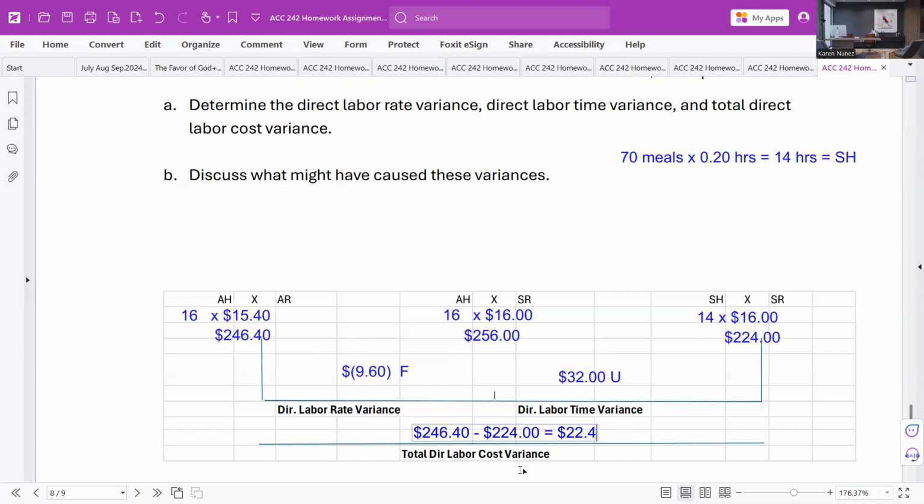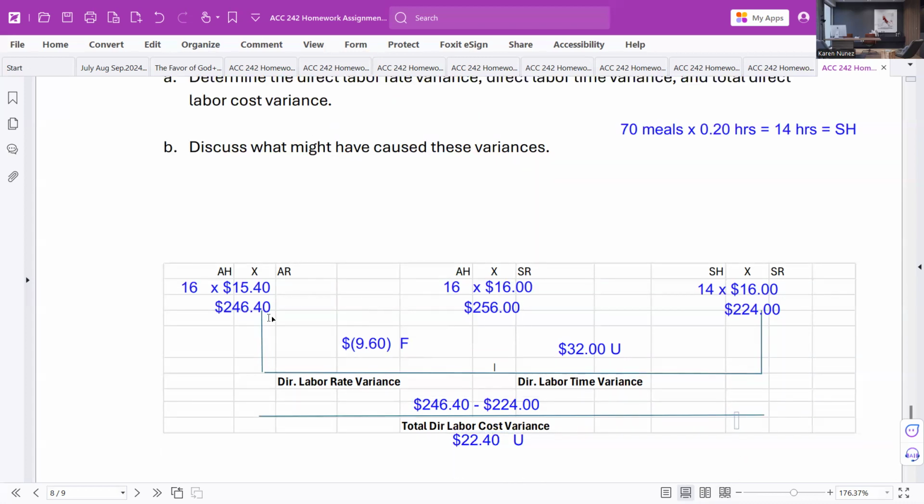2240 unfavorable. Let me put that at the bottom. That's what I've been doing consistently. So I'll put that at the bottom. 2240 unfavorable. So they spent more on the labor than they should have, right? In total, they spent more because they worked too many hours, right? They worked 16 hours, should have only worked 14 hours, even though the labor was cheaper, 60 cents an hour cheaper, they worked too many hours, hence an unfavorable cost variance. Okay, so that is enough on labor.